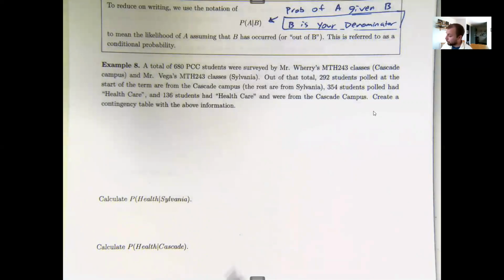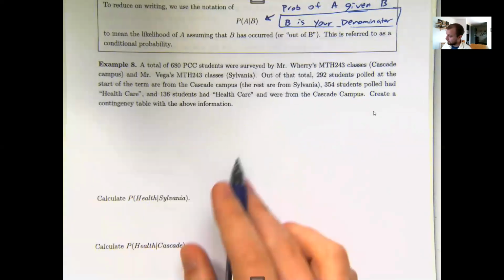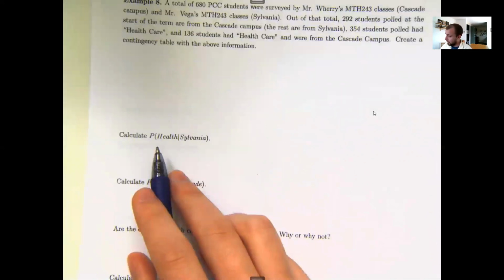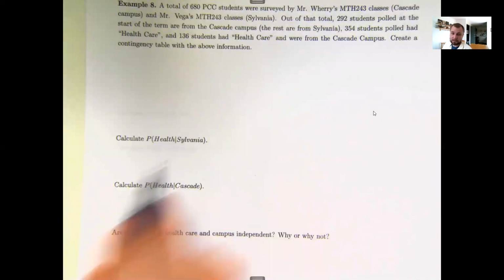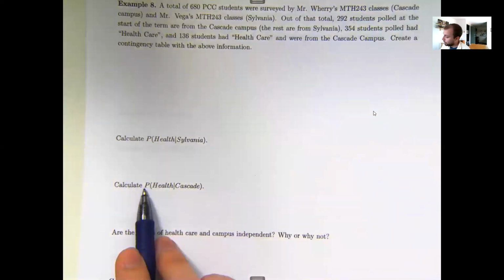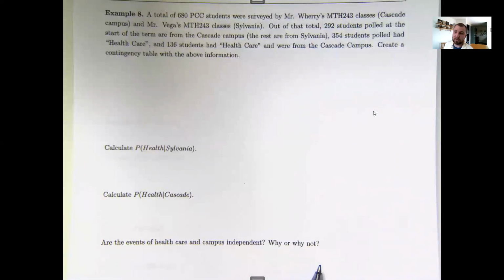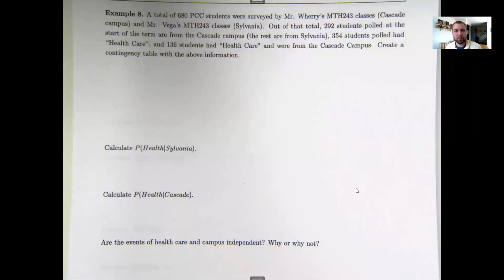Create a table with this information, and then try to find the probability of having healthcare if you are from Sylvania. Find the probability of healthcare if you are from Cascade, and try to figure out if there's a relationship between location where students take classes and having and not having healthcare. Again, please pause the video and try this out on your own. Okay, let's see how you set that table up.